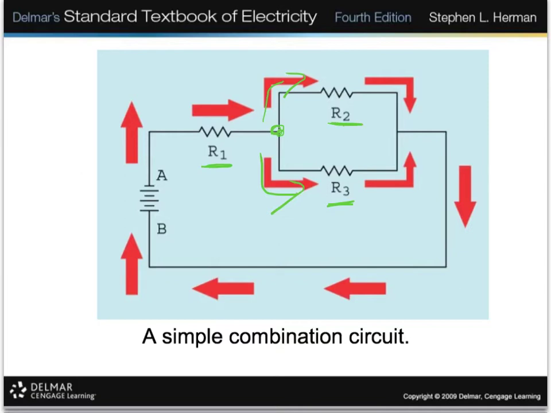And here the current has no choice. It has to go through that one. So this guy is in series with these two. These two are in parallel with each other. They're in parallel because the current has a choice. It can go across the top or it can go across the bottom.